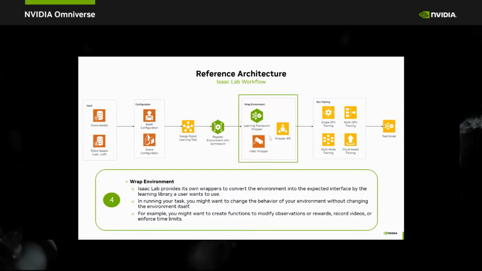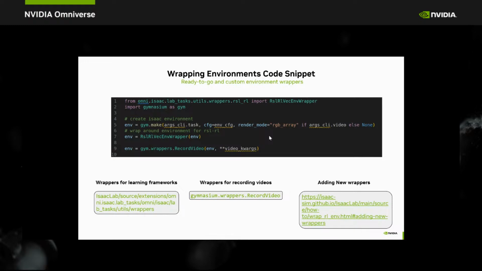So finally, we'll go into seeing what the wrapped environment looks like. All the wrappers for the learning frameworks are in this folder: Isaac, Omni Isaac Lab tasks, utils, wrappers. You have all of that there. For recording videos, we use the Gymnasium wrappers. For adding your own learning library, I just put a link right here for you to see how to do that.